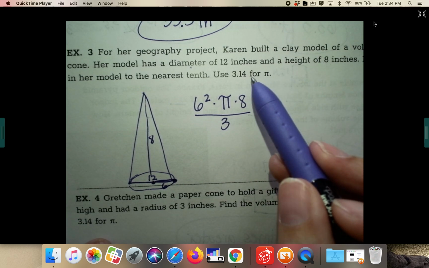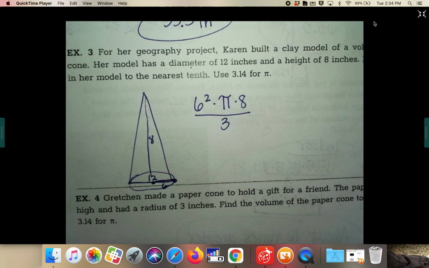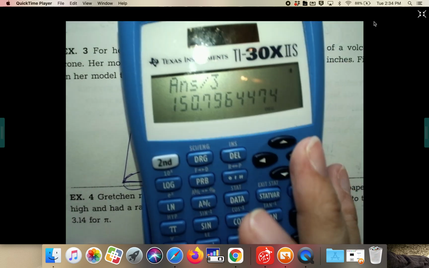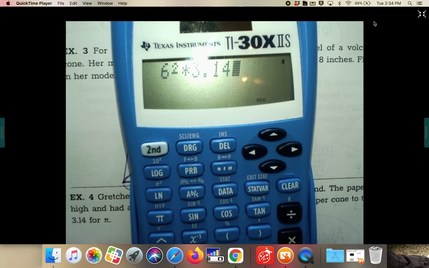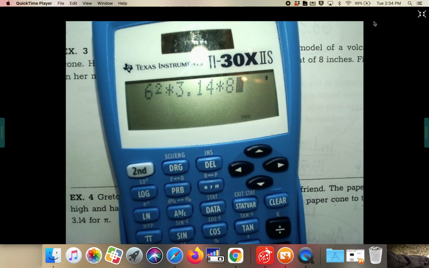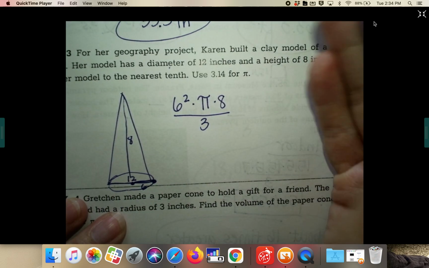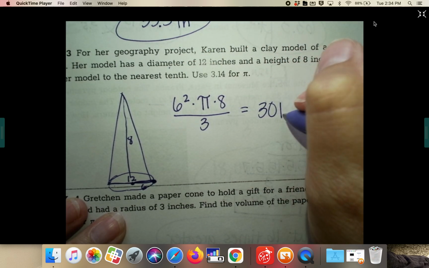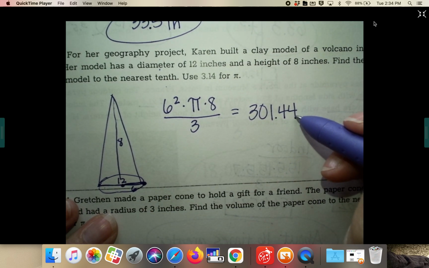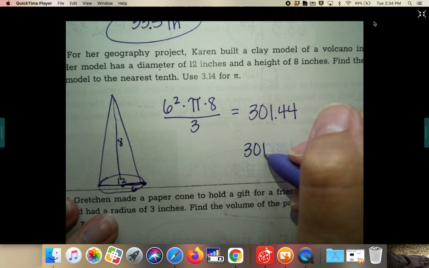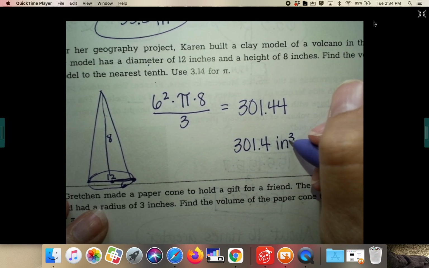This one says use 3.14 for pi, so maybe instead of the pi button I'll actually type in 3.14 because it wants us to be that picky. So 6 squared times 3.14, I won't use the pi button this time, times 8 equals, divided by 3 equals 301.44. Oh, round to the nearest tenth. The 4 will not bump it up to another 4. So 301.4, and this is cubic inches.